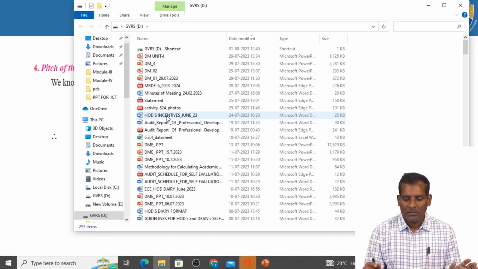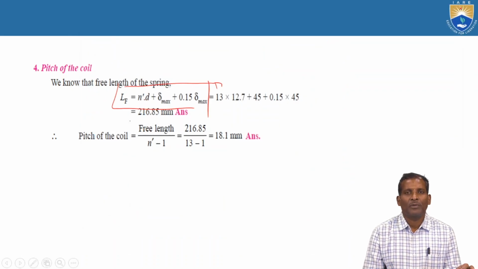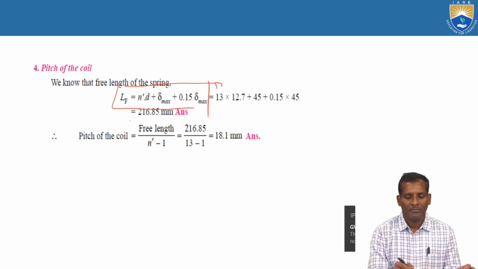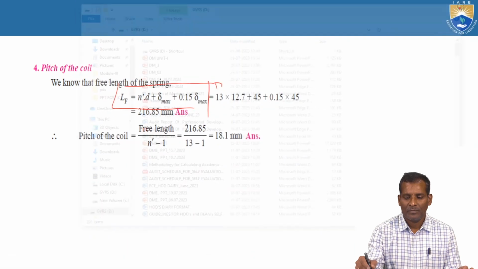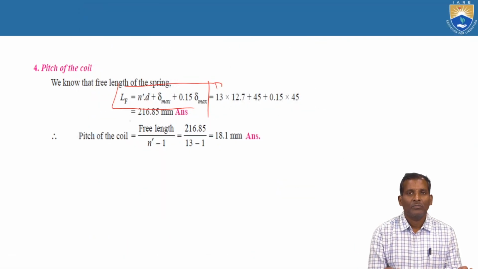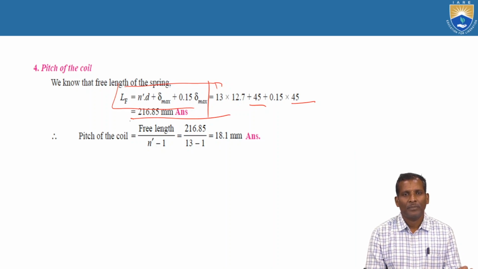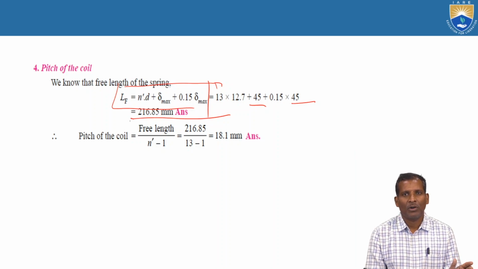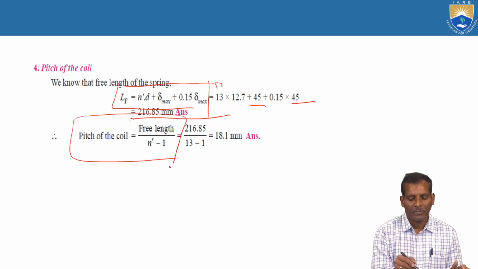So n dash, total number of turns, multiplied with d, wire diameter, and delta maximum, that is the total compression of the spring, taken 45, and multiply with 0.15. So you will get 216.85. From this value you may calculate pitch of the coil: free length upon n dash minus 1.